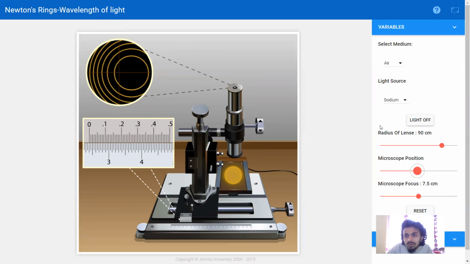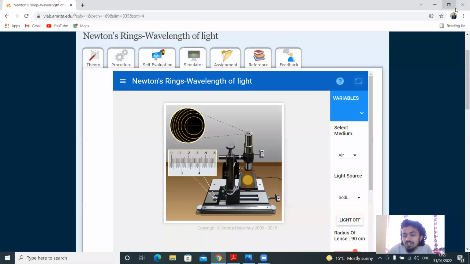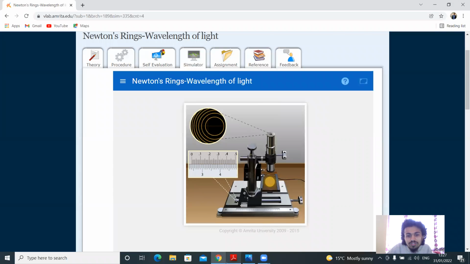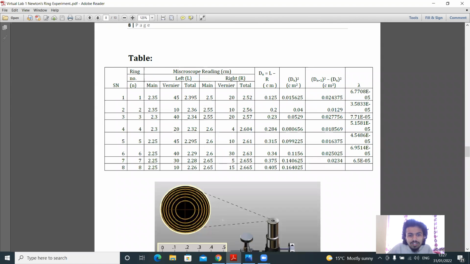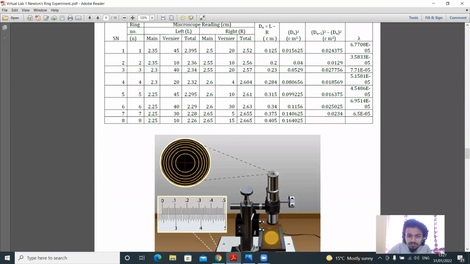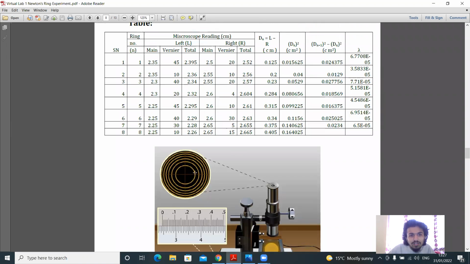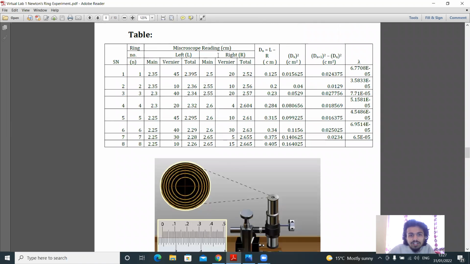First of all, I want to go into the observation table again. Here is the observation table. In the observation table, we have this Vernier scale, and we need to find the left and right readings. After subtracting this left and right, we get the diameter of the ring formed.